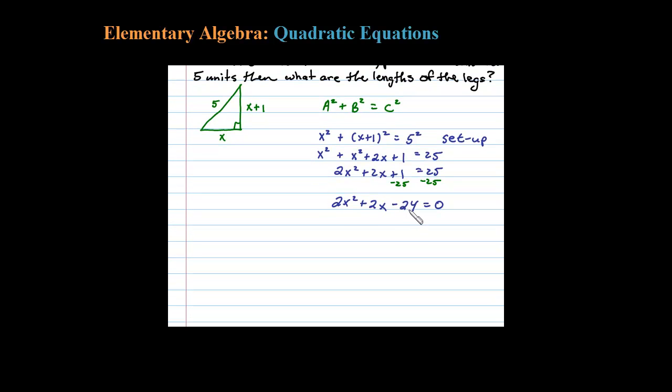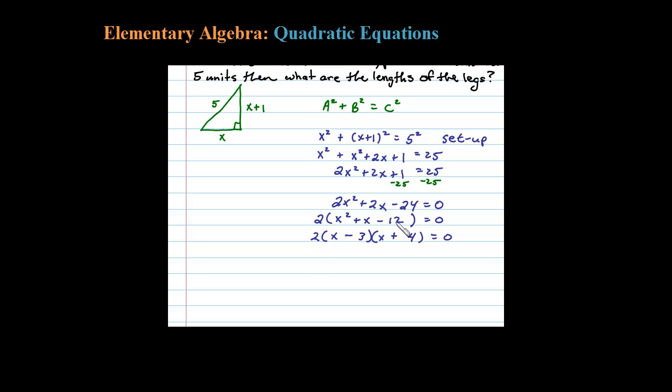I notice here I have a GCF. So factoring out that 2 would leave me with x squared plus x minus 12. Then the trinomial that's left should be a little bit easier to factor. So we'll break x squared up as x times x. 12 factors as 3 times 4. 3 and 4 add up to 1x if the 4 is positive and the 3 is negative. Negative 3 times positive 4 is negative 12.